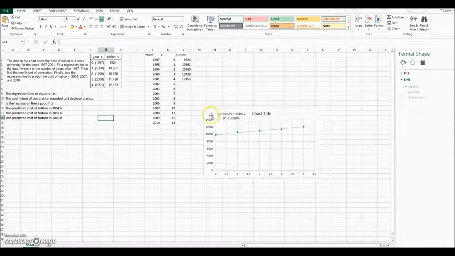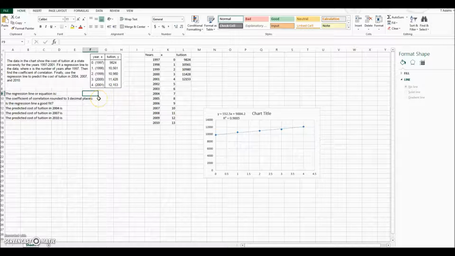So here what we have is the equation of the line. It is y is equal to 552.5 times x, that's our slope, times our x value, plus the y-intercept of 9,884.2. So we would enter that, or if we had a multiple choice, we could choose that.